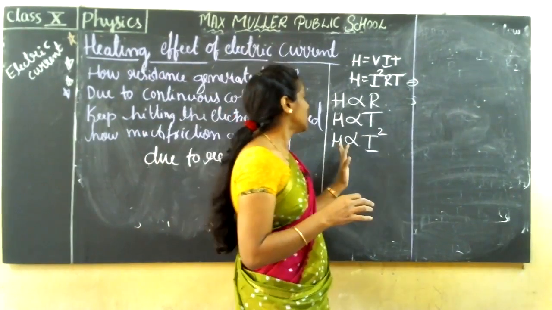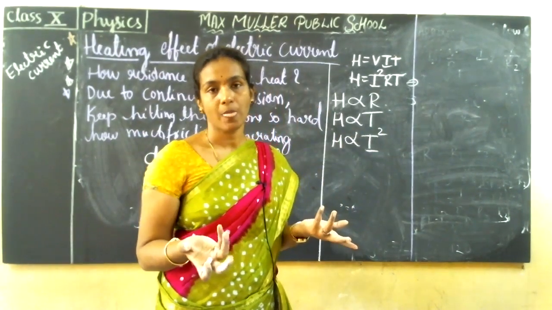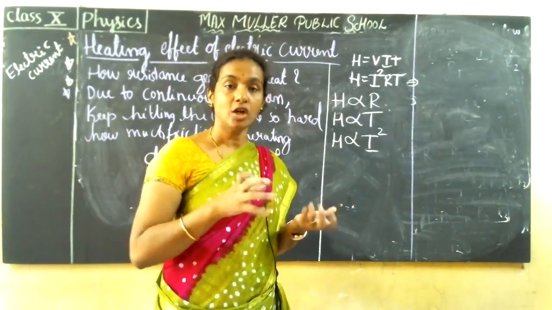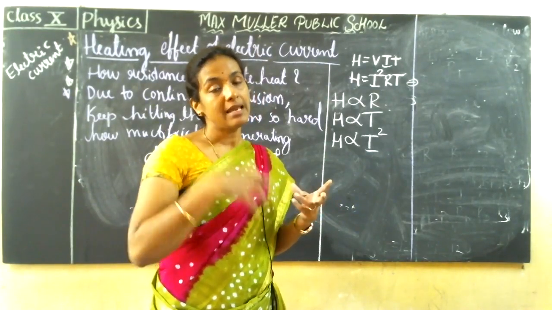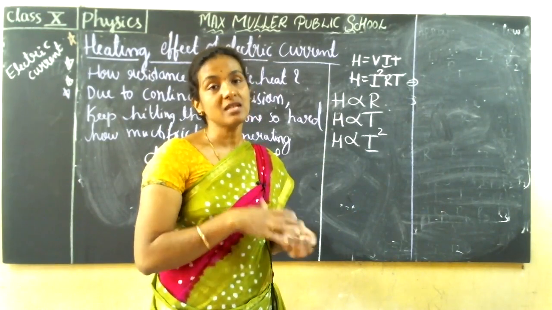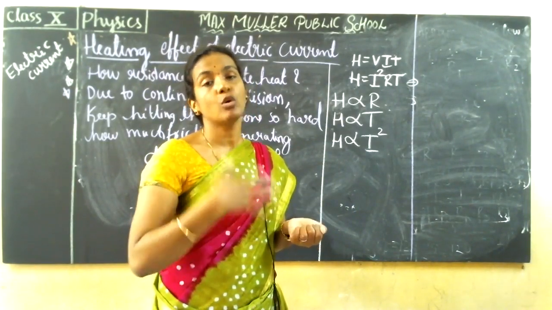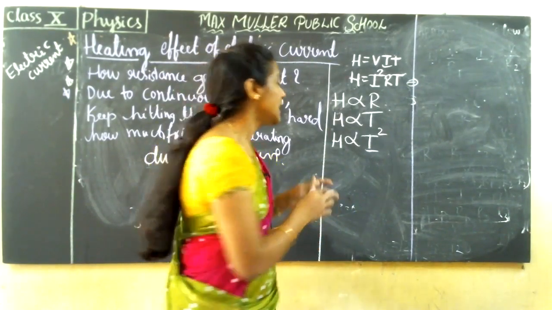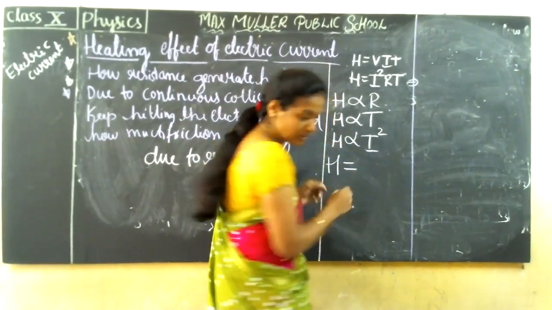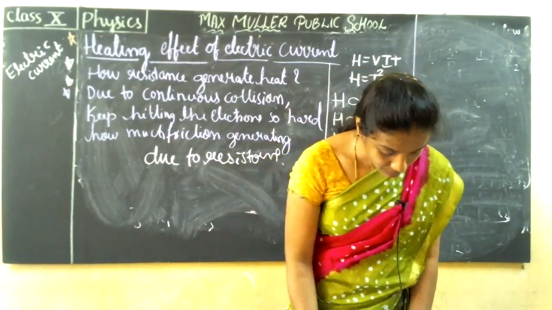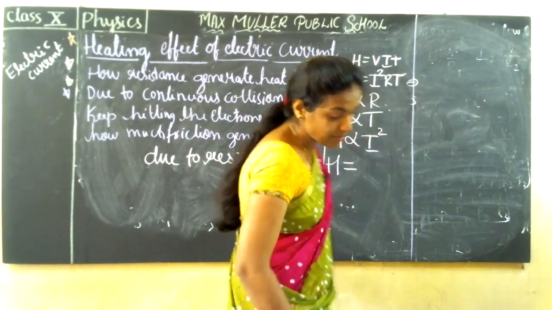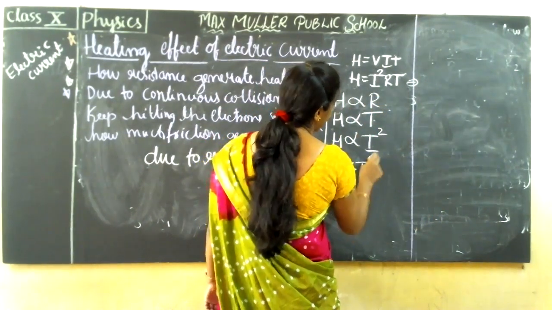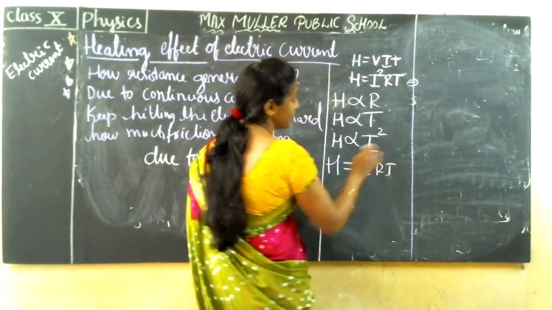So here, more current, more heat; less current, less heat; more time, more heat; less time, less heat; more resistance, more heat; less resistance, less heat. It means when more current is flowing, more friction and collision happen, and you can feel more heat there. So the heating effect is directly proportional to R, T and I square. So you can write H is equal to I square RT. This is one important formula here.